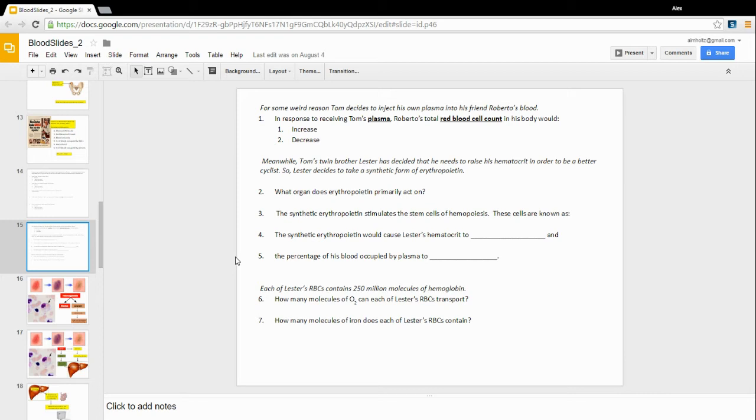All right, so what we've discussed so far is the production of red blood cells, erythropoiesis, the structure of red blood cells, the biconcave shape, the lack of nuclei and organelles, the basics about hemoglobin, the hemes, the iron, etc. What we want to do now is move into the destruction of red blood cells.